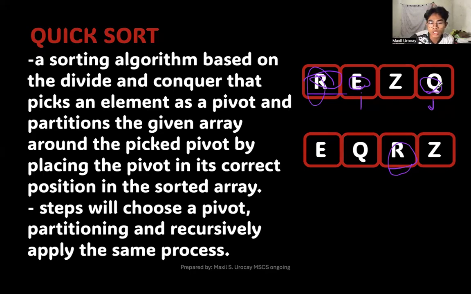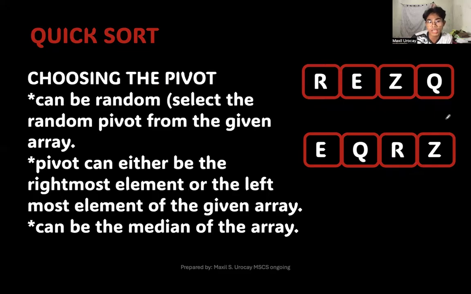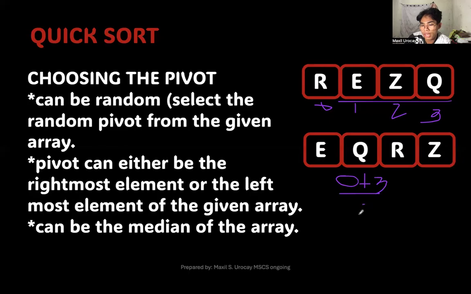Now, the steps: choose a pivot, then partition, and recursively apply the same process. For choosing the pivot, you can choose randomly. You can select any pivot from the given array. It depends on where you choose it. The pivot can be the rightmost element or the leftmost element of the given array. It can also be the median of the array. When we say median, for example, we have 0, 1, 2, 3. If you calculate 0 plus 3 divided by 2, that will become 1. So your pivot will be E.